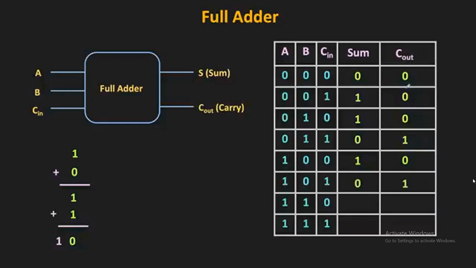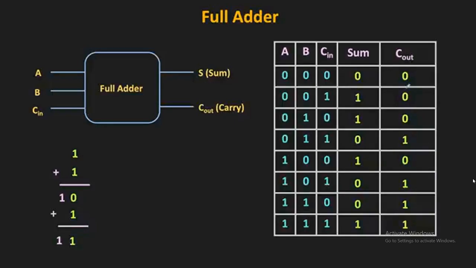Similarly, in the seventh row, 1 plus 1 is equal to 0 with 1 as carry, and then this 0 plus 0 will be equal to 0. That means the sum bit is equal to 0 when the carry bit is equal to 1. Finally, at the last row, 1 plus 1 is equal to 0 with 1 as carry, and then 0 plus 1 is equal to 1. That means 8th row, the sum bit is equal to 1 and the carry bit is also equal to 1. So in this way we got the truth table for the full adder.